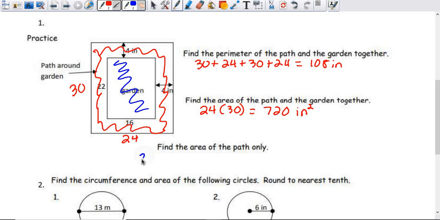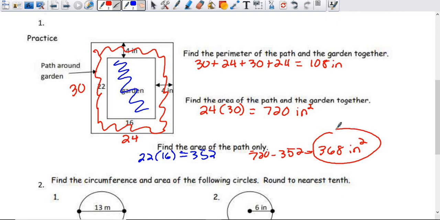The area of the garden, we're going to take the 22 that was there and multiply it by the 16 for the base and the height of that, and we get 352. So we know the entire thing is 720. 352 is what we need to get rid of, so we subtract them. So we take the 720 minus 352, and we're going to end up with 368 inches squared for the area of just the pathway. All right.